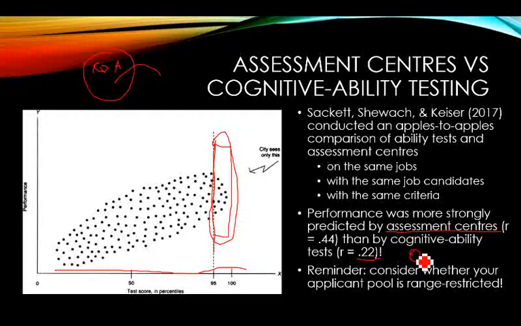So this is a reminder, class, that while cognitive ability tests are great, you have to consider whether your applicant pool is range restricted in intelligence. Are typical applicants usually pretty smart to begin with? If so, you're going to get a lot less value and use from cognitive ability tests. They will predict performance much less effectively than assessment centers. Bear this in mind, class.